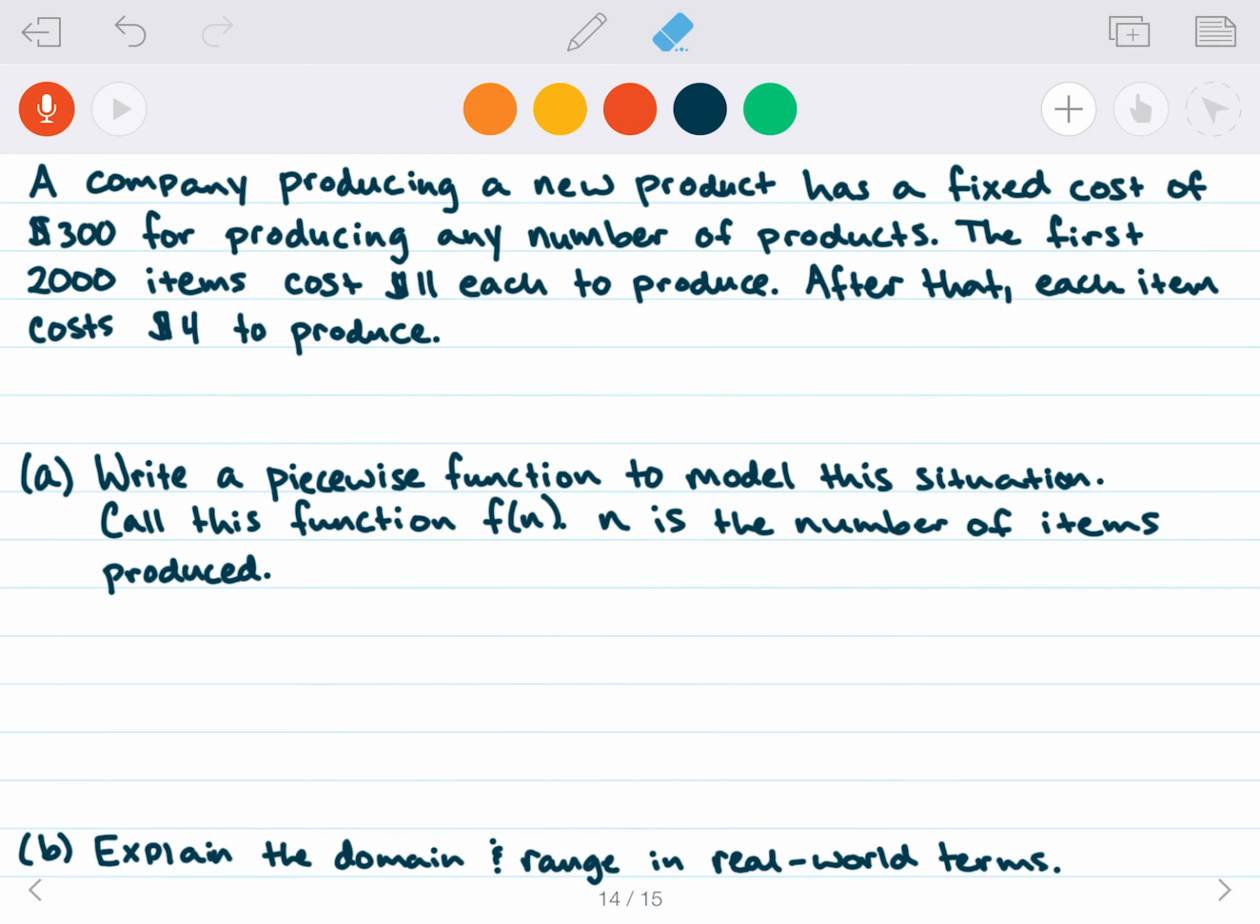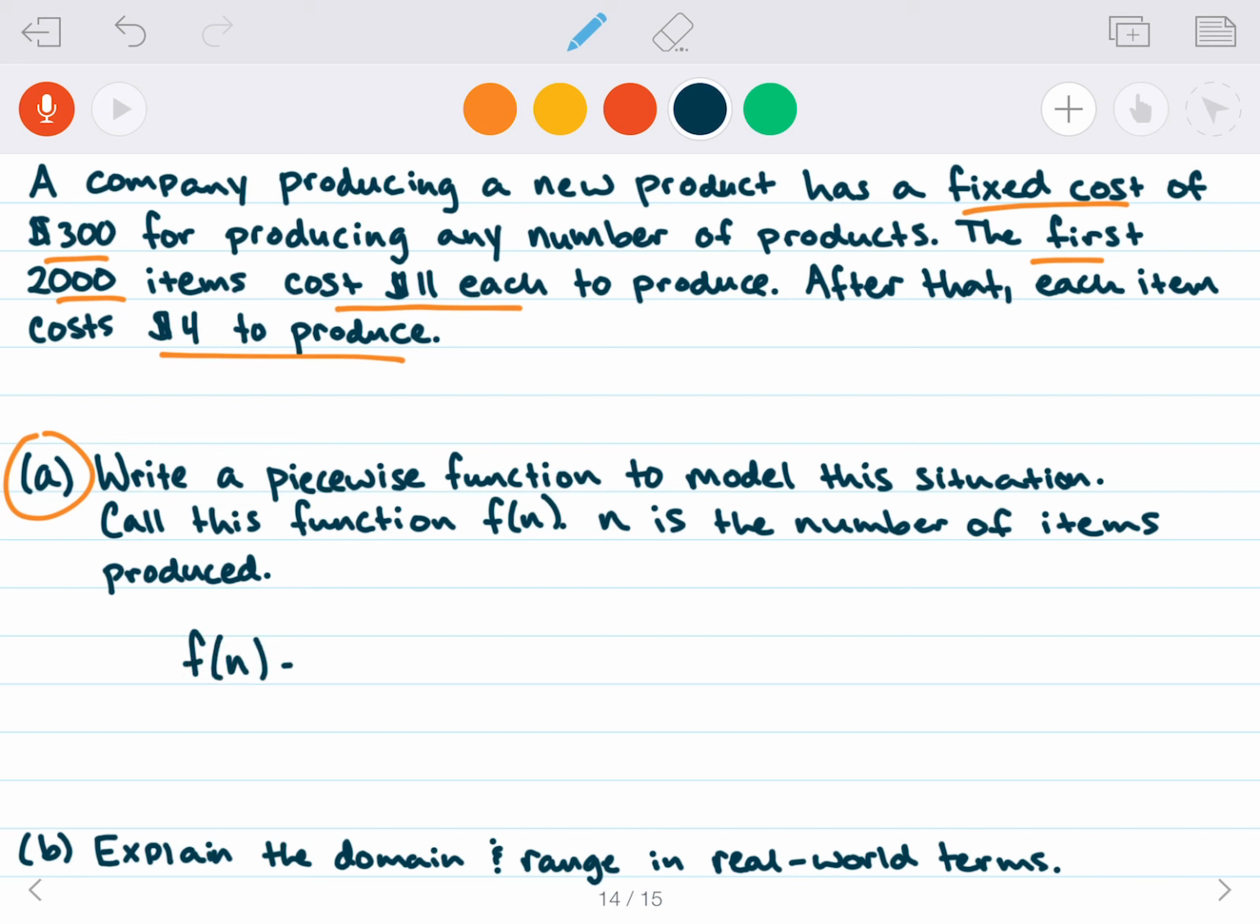Okay, so let's take a look at this example of a problem where we could use piecewise functions to come up with a formula. A company produces a new product, and they have a fixed cost of $300 for producing any number of products. The first 2,000 items cost $11 each to produce, and after that, each item costs $4 to produce. So for part A, we want to write a piecewise function to model the situation. We want to call the function f of n, where n is the number of items produced.